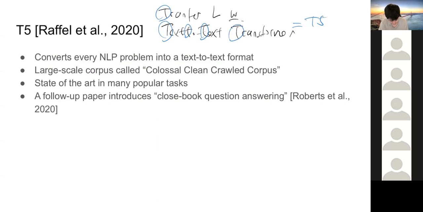And they have a larger scale corpus called the Colossal Clean Crawled Corpus. Basically, they did some processing on the CC corpus, a very famous web corpus that's super large. It's larger than, of course, Wikipedia. BERT was only trained on Wikipedia, by the way, but T5 was trained on a much larger and more diverse corpus than Wikipedia. And they actually achieved state of the art in many popular tasks. So let's get into the paper.